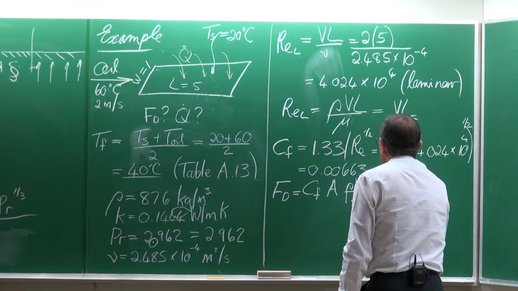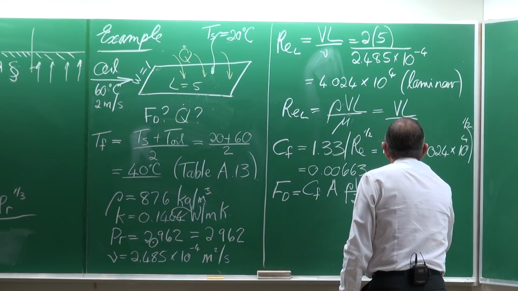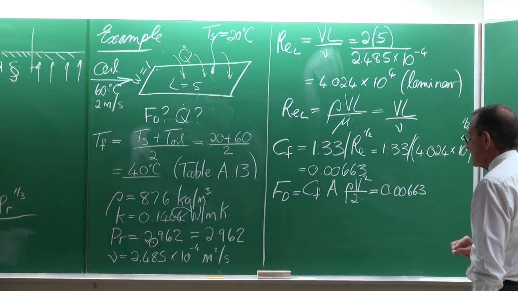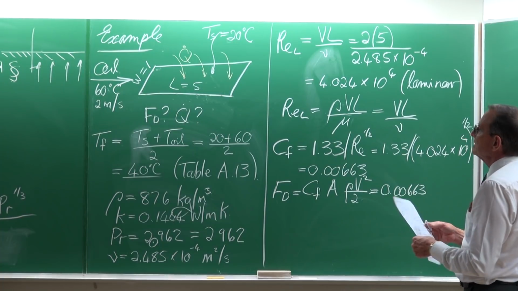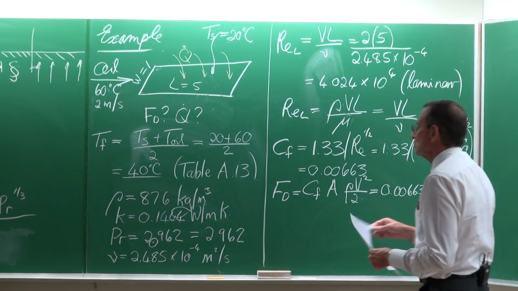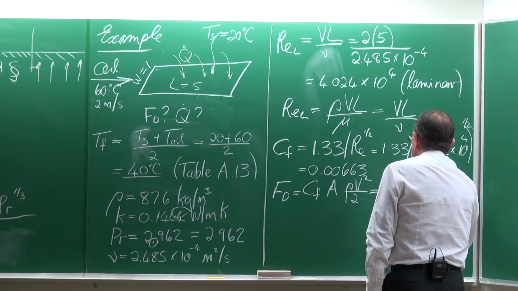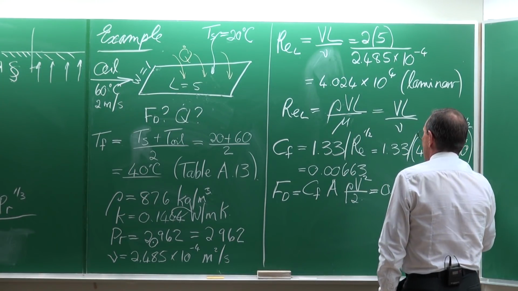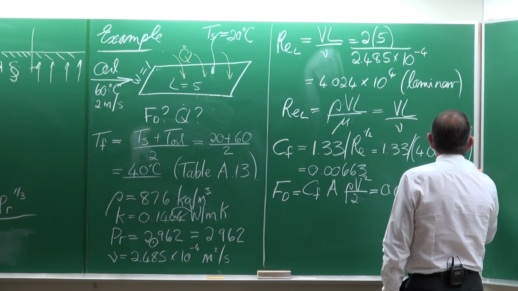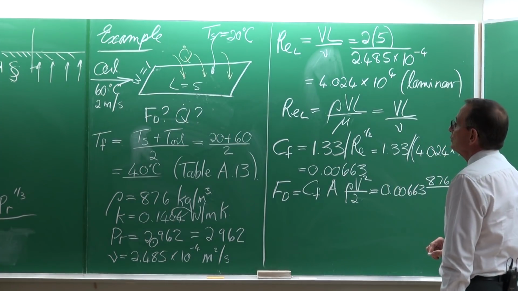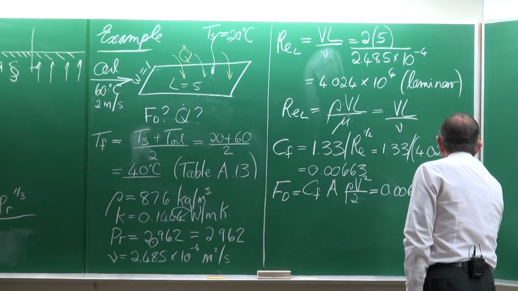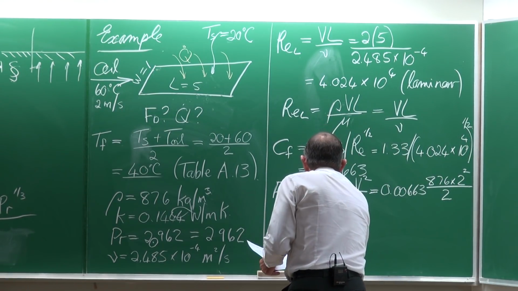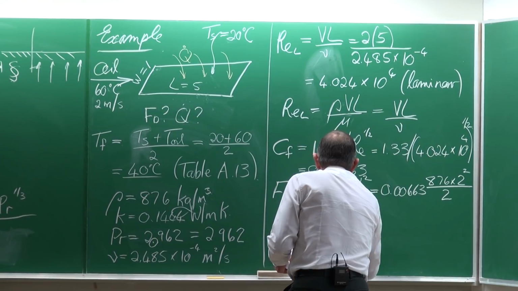The drag coefficient is equal to 0.00663. We've determined it just now. The density is equal to 876, multiplied by the velocity, which is 2 squared, 2 meters per second, divided by 2, and it gives us a drag force of 58.1 newtons.